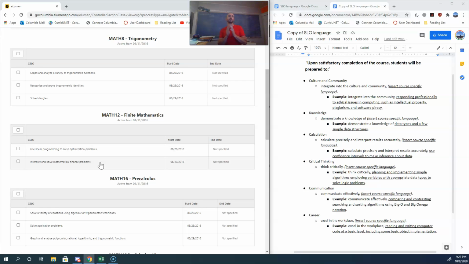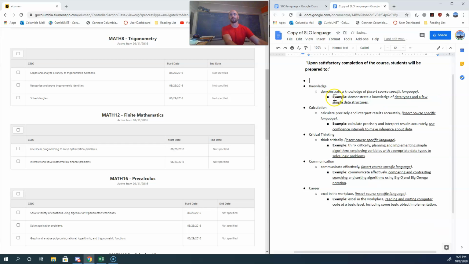The first thing I'm going to do is find the unit count for Math 12. Math 12 is a 3-unit class, which means I need to target 3 of the institutional learning outcomes. I can pick any 3 of these, but I have to pick 3. If your course is 0 units, you probably pick 1. I made a copy of this so I can fiddle with it. I'm probably not going to target culture and community in finite math. That happens.